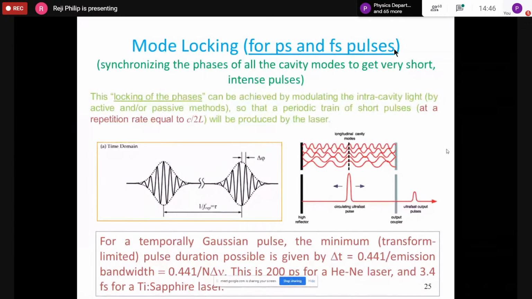Now there is another method called mode locking. If you want to make picosecond and femtosecond pulses, Q switching is for nanosecond pulses. So what is done here is to synchronize the phases of all the cavity modes to get very short, intense pulses. As we know, the laser cavity is a cavity. It's like a mechanical cavity in some sense.